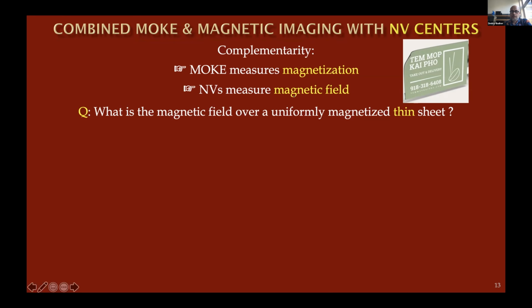And so this immediately explains this. If you are studying for some reason uniformly magnetized sheets, then you will measure no magnetic field, but you would measure a big MOKE signal because the magnetization is still there. And this way, you can say a lot about the structure that produces the magnetization.